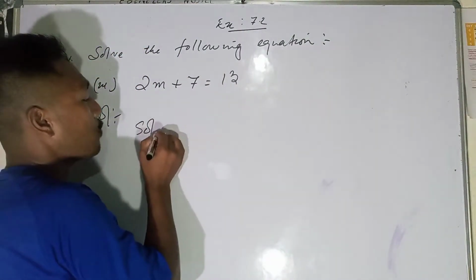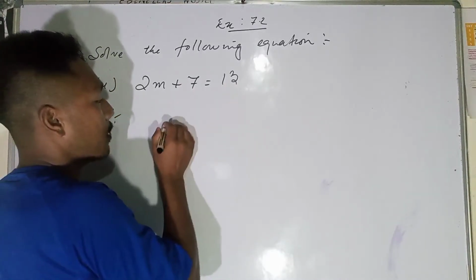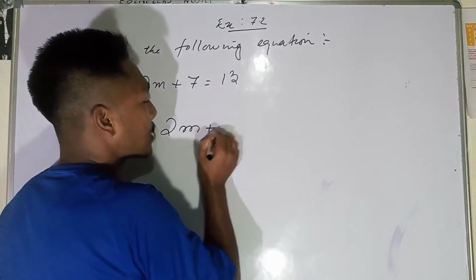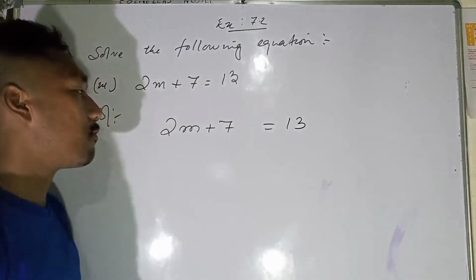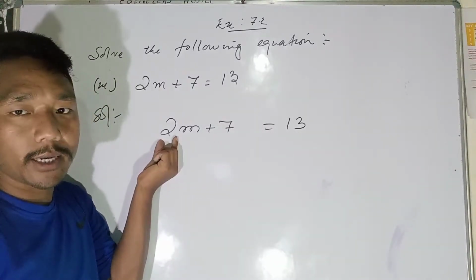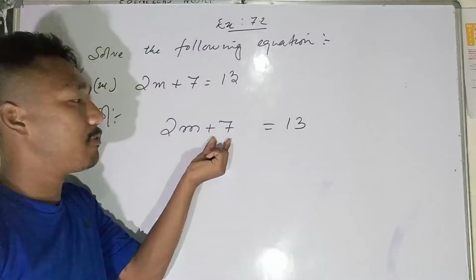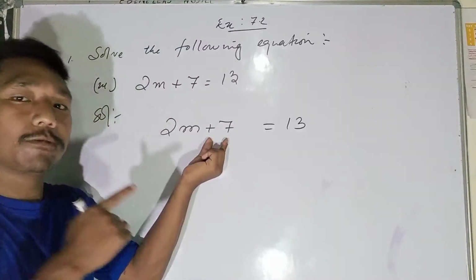First, the constant numbers alone, we'll try to remove them. 2m plus 7 is equal to 13. If I want to remove, first of all, I will remove the numbers alone, then after that, I will go with this one. Here it is a plus 7, and I want to remove this plus 7.